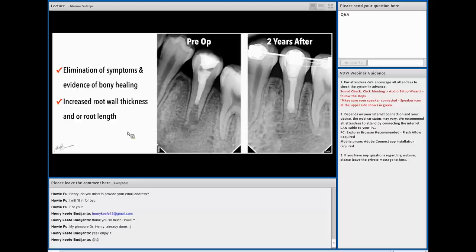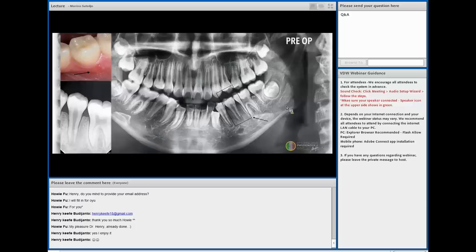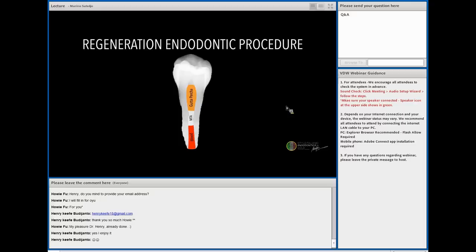As you can see here, this is the pre-op. This is a widely open apex with a thin dentin thickness in this area. After 2 years, you can see the complete full growth of the apical, and the dentin thickness has increased in size. This is also another case of open apex that I've treated with the regenerative endodontic process.